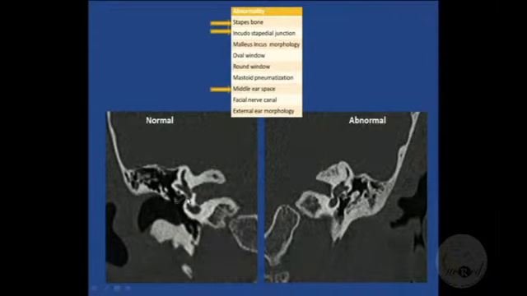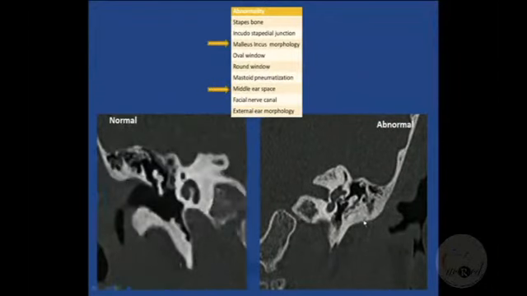So what's happening here on this one? The incus malleus complex is attached, and the stapes is approaching the oval window in an oblique fashion. It's an obtuse angle there. Does it make sense? It goes straight here. And the facial nerve is hanging onto the oval window. That's an abnormal finding.